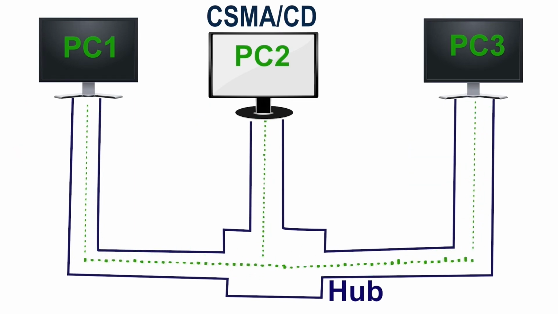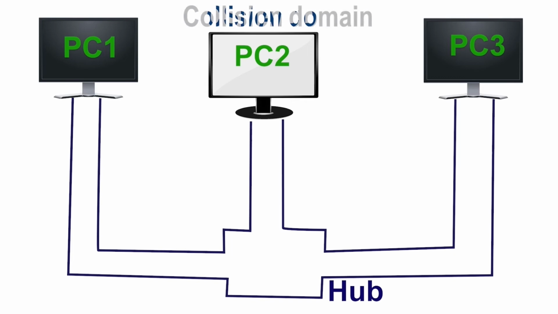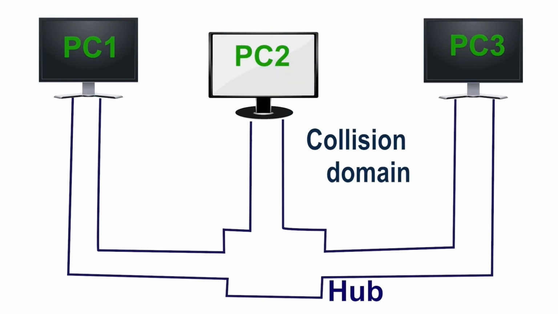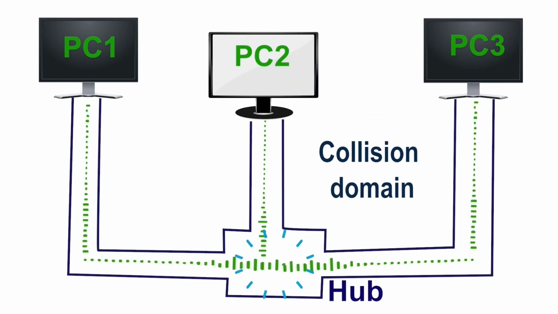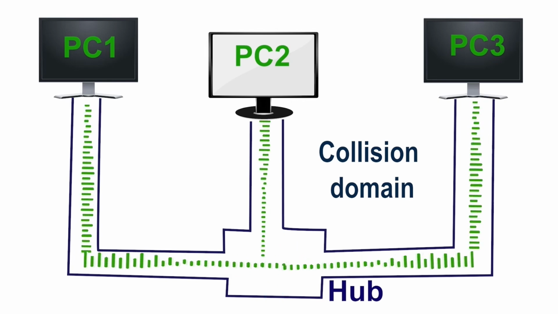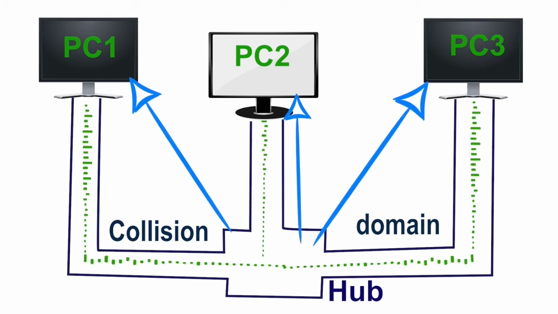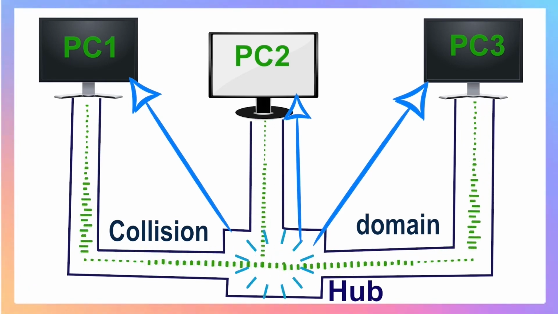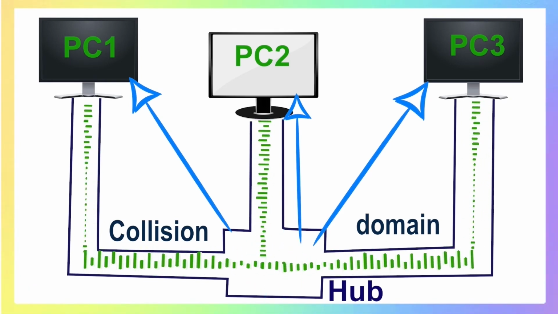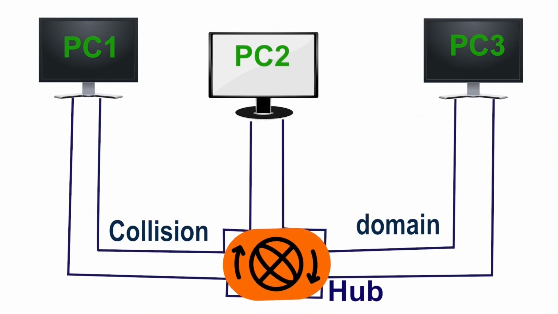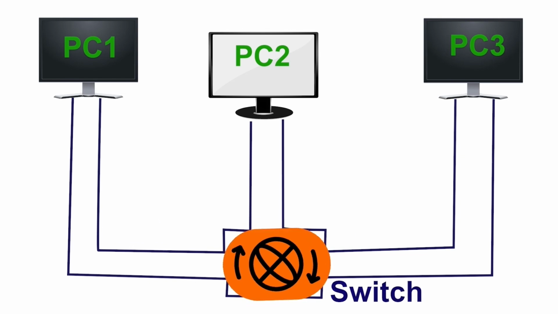Now that we have learned how CSMA/CD works, let's understand the collision domain. A collision domain is a group of devices affected by the same collision. For example, when a collision occurs in this network, all 3 devices are affected. Since they are all affected by it, they belong to the same collision domain. However, this situation changes if we replace this hub with an Ethernet switch.